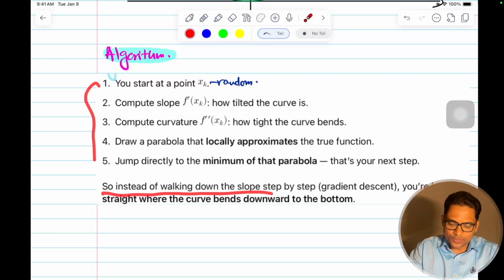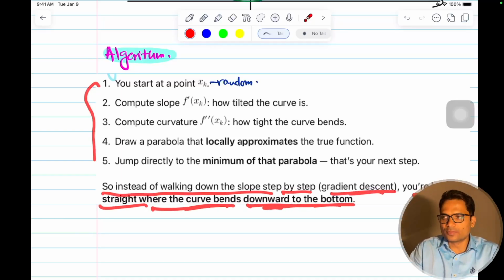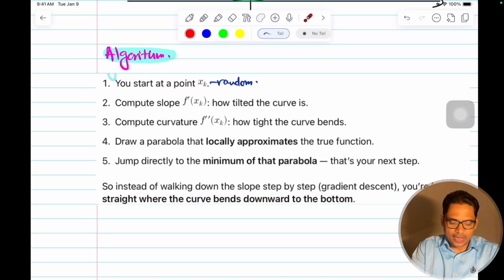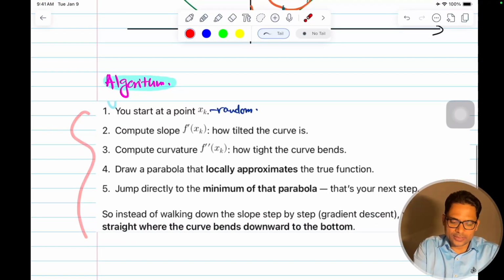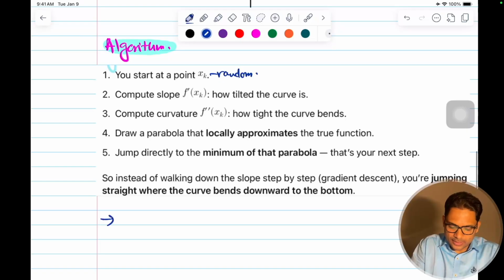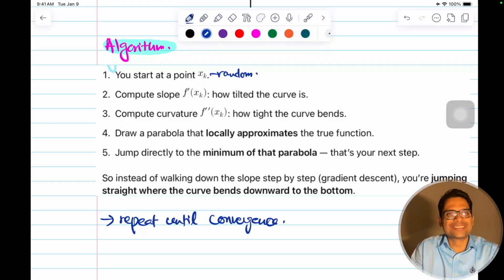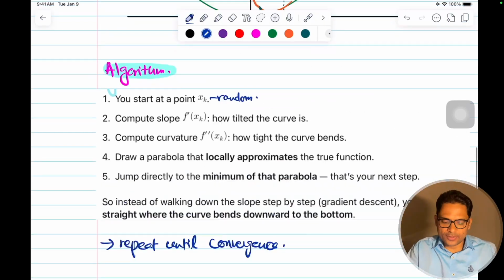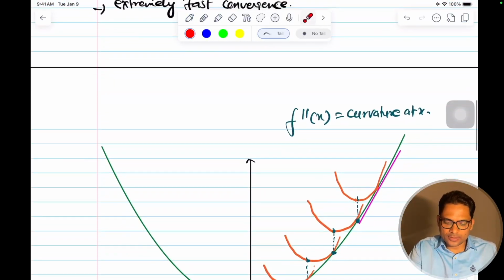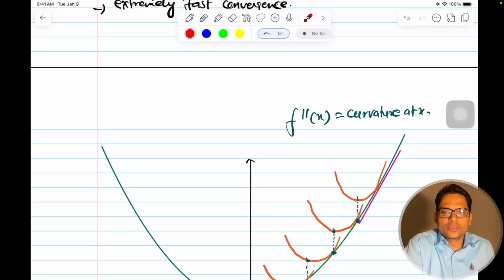So instead of walking down the slope step by step in gradient descent, you are jumping straight where the curve bends downward to the bottom, and then you just iterate till you converge. Okay, and you just repeat until convergence, and that convergence will be very fast. I hope this is clear. If you have understood this diagram, this is the genius they have used. Newton used long back that I can use the curvature also. This is also called the Newton-Raphson method.